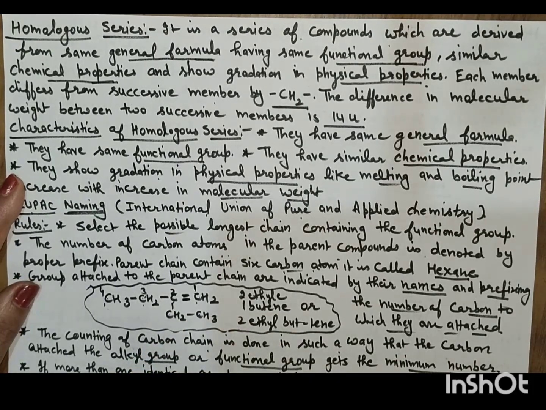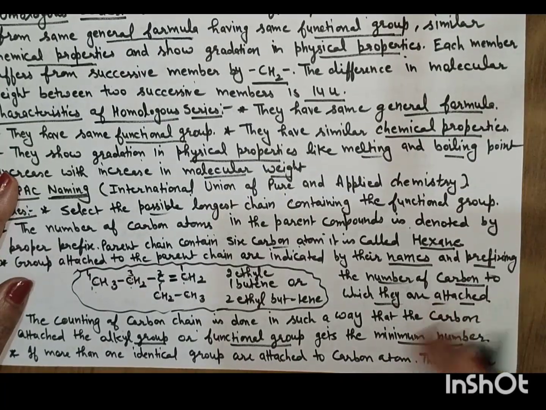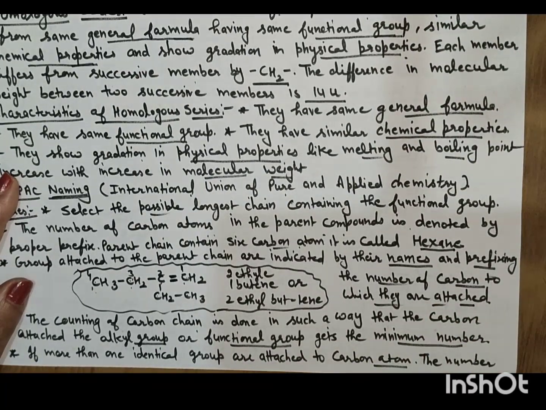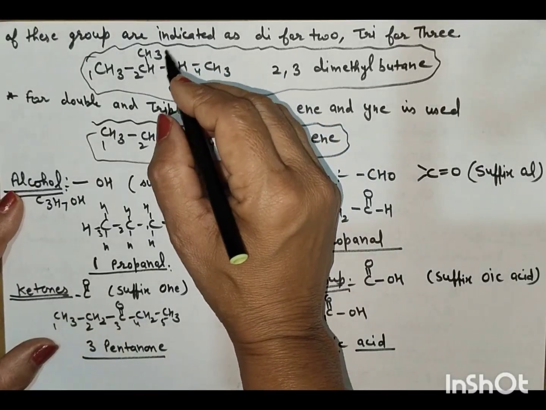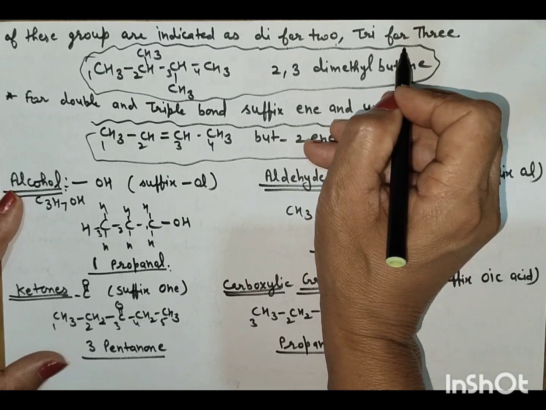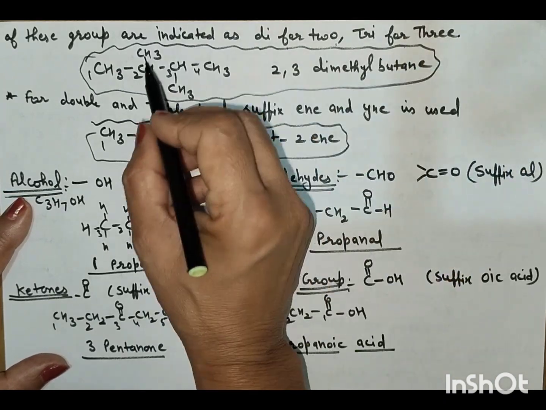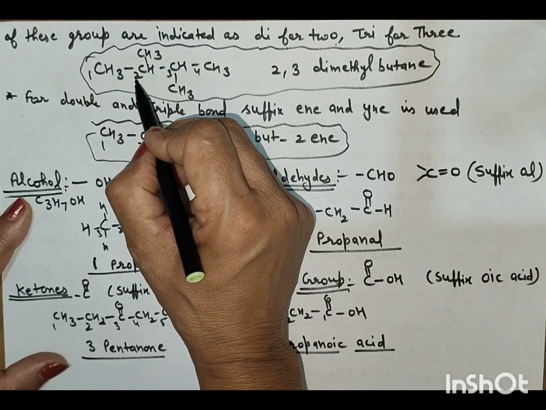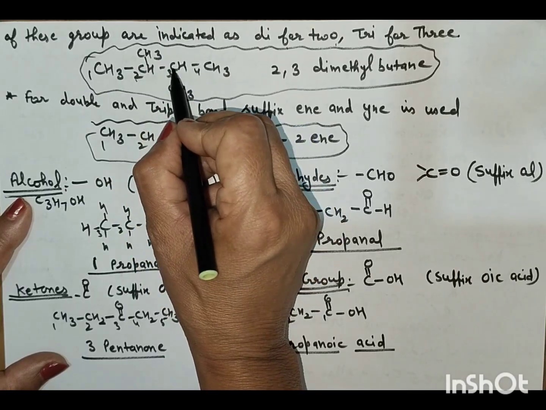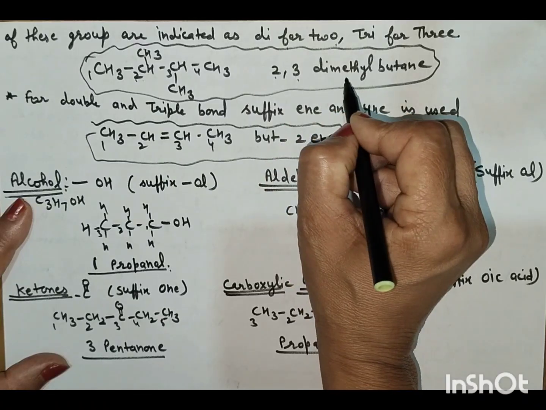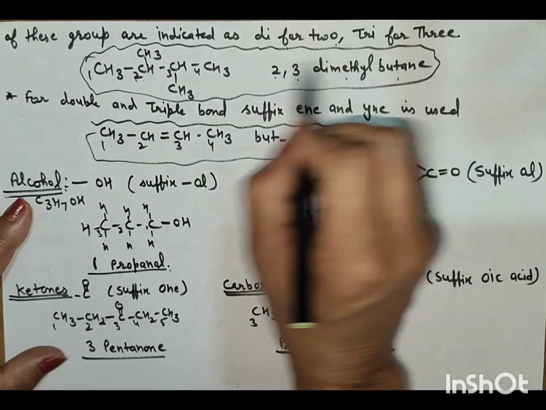If more than one identical group is attached to the carbon atom, these groups are indicated as di for 2 and tri for 3. If 2 methyl groups are there, then according to the numbering, at the 2 position a methyl group is present, at the 3 position a methyl is present, then we can write here 2, 3 dimethyl butane.